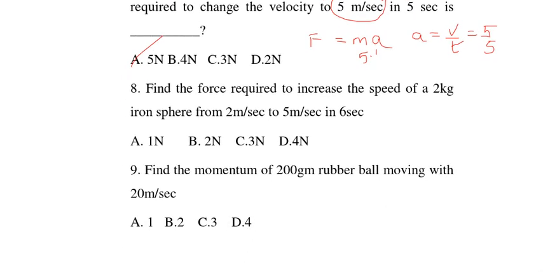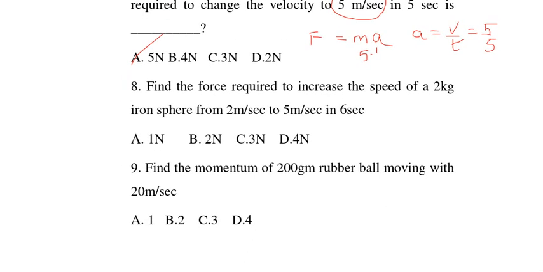Find the force required to increase the speed of, this is kgs. Kgs means mass, and this is the SI unit. An iron sphere from this many seconds to this many meter per second means velocity. Here is it increasing or decreasing? Velocity is initially 2 meter per second, and finally 5 meter per second. So the velocity is increasing. How much is the change in velocity? 5 minus 2 is 3. 3 meter per second is the new velocity. And this is the time.